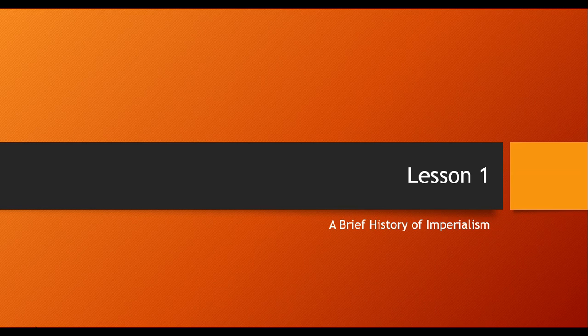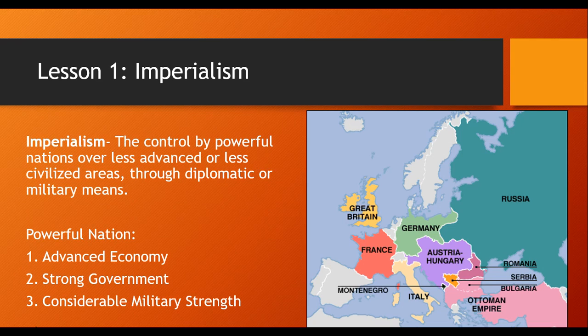Our first lesson for the day is kind of a brief history of what imperialism is and what it's meant to be on the world scale. So the first thing, understand that by definition, imperialism is the control by powerful nations over less advanced or less civilized areas. Those areas can be whole countries, parts of countries, a city, a resource, an island of a country. It's an area that a more powerful nation is exerting control over.